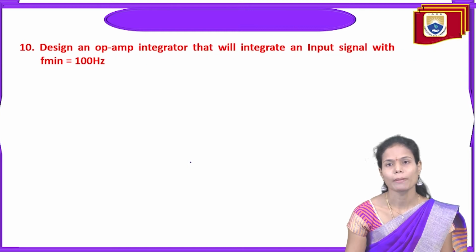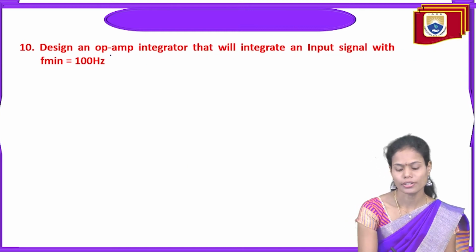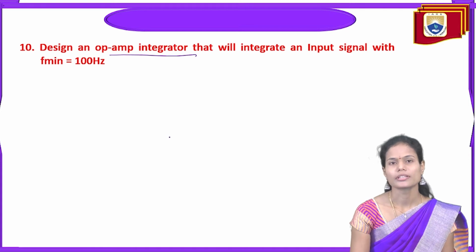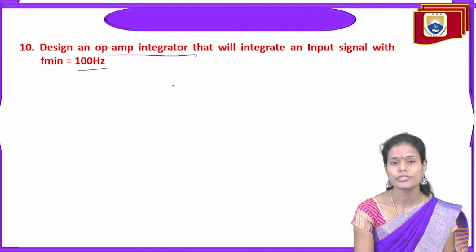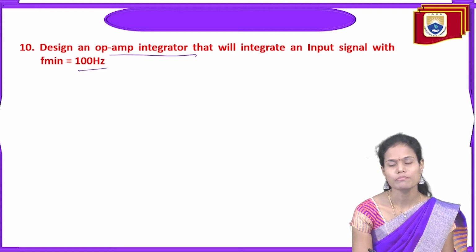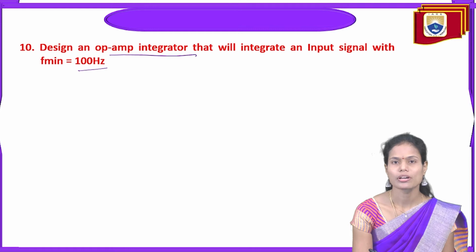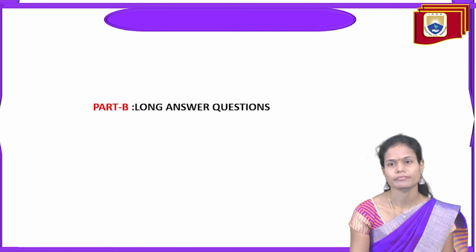And next, design an op-amp integrator that will integrate an input signal with the f minimum of 100 Hz. So here we have to design the integrator circuit. Before going to that, we have to find all the required components for the practical integrator. After finding the values, we have to draw the practical integrator circuit, and we have to draw the input and output waveforms with a frequency of 100 Hz.